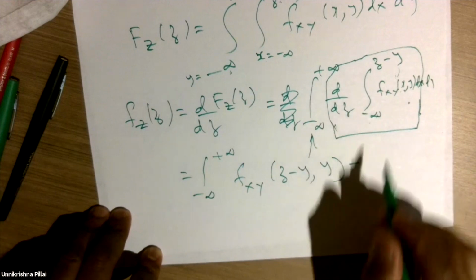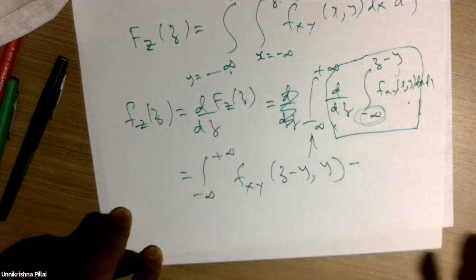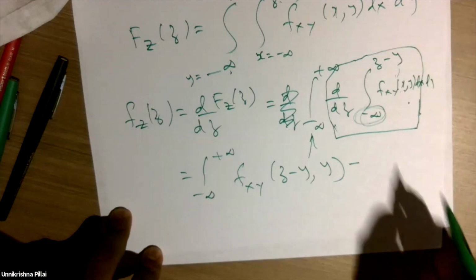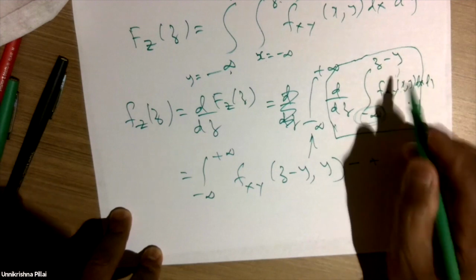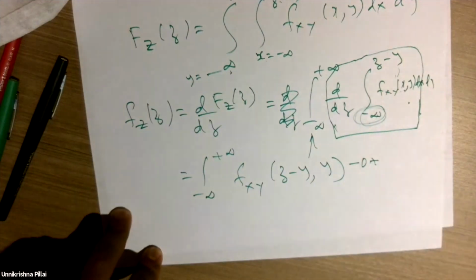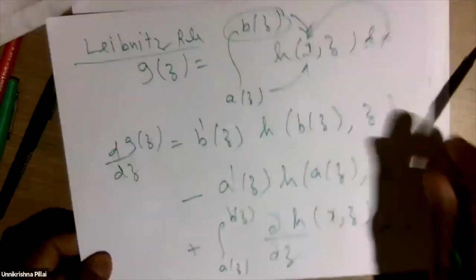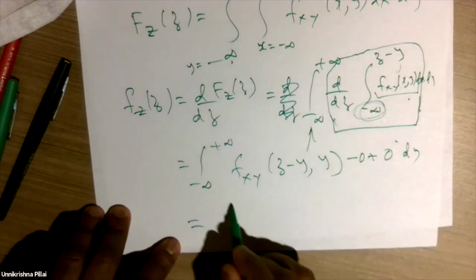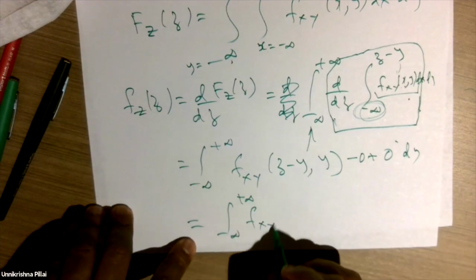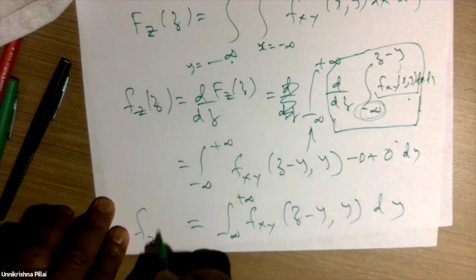Minus the derivative of the bottom limit. What's the derivative of the bottom limit? It's a constant. Zero. And then the third term is the derivative of this term with respect to z. What is that? Look at here. You need the derivative of this quantity with respect to z. There is no z here, so that term is zero. So you just get a dy. So this is simply the answer: the integral from minus infinity to plus infinity of f_XY(z minus y, y) dy. So that's the density function of Z.